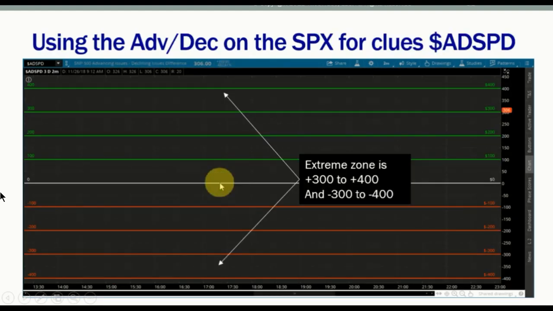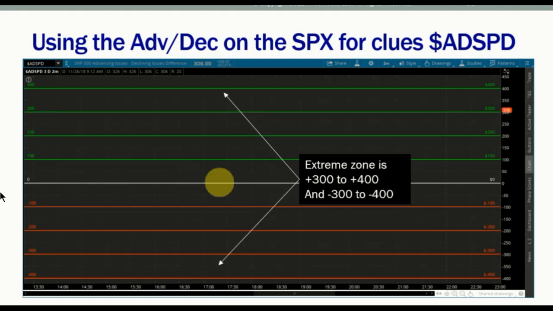Now let's talk about the AD. Dale, this is for you and for whoever asked for the AD. The AD, the abbreviation I use in the room, is for the advance decline on the S&P, right?